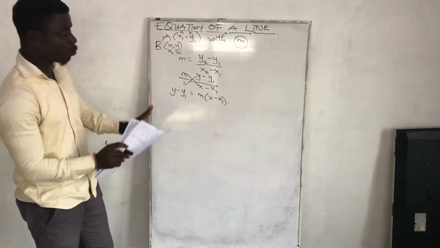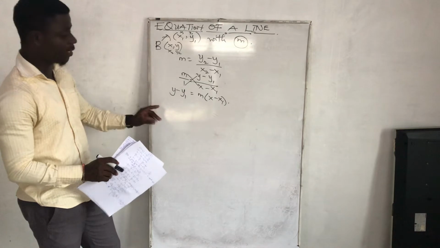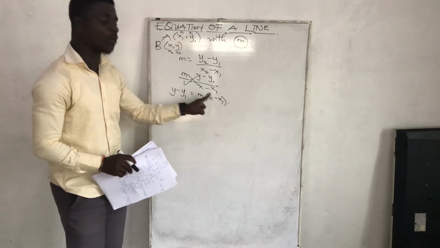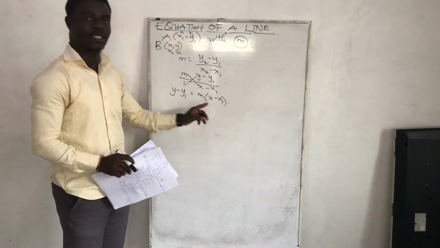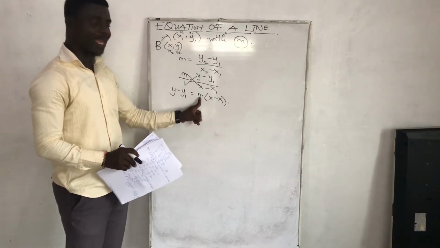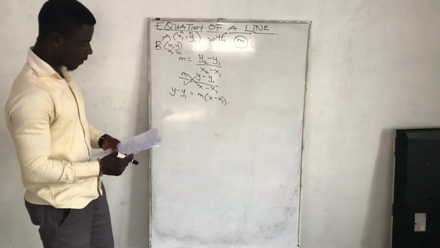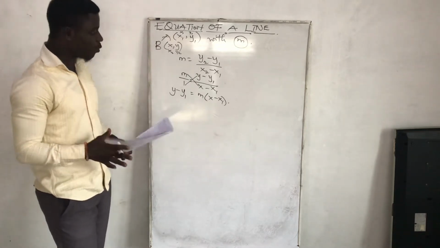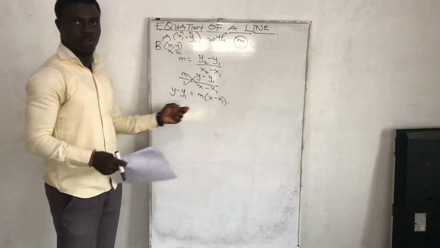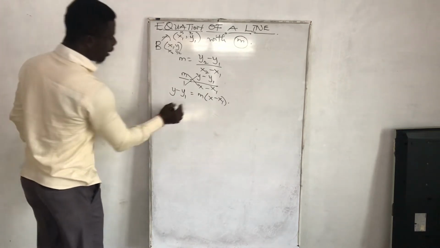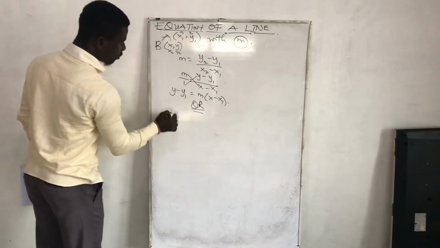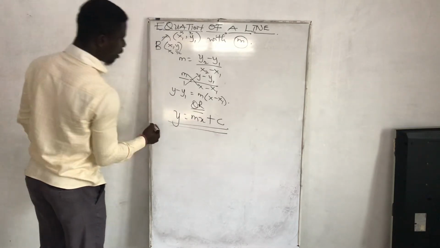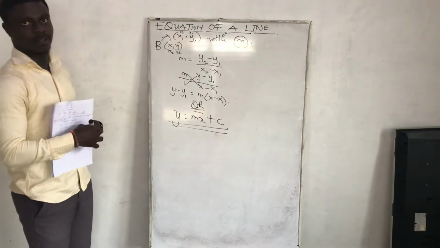Where this y is constant, we don't put any value inside. Then this y1, we put a value inside. Then x1, we put a value inside. But this x, we don't put any value. Then this m is our gradient. So now we can start finding the equation of a line if we know that. Or you can use the slope equation, which is y equals mx plus c. You can use that to find the equation of a line.